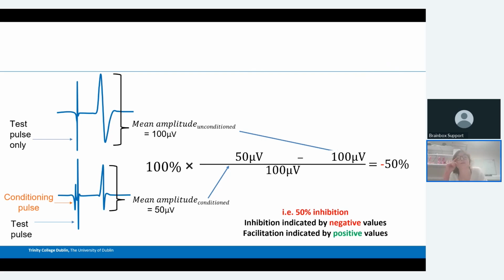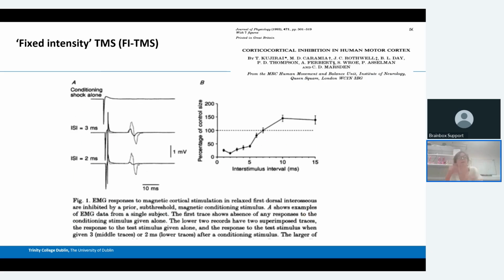So in the case of fixed intensity TMS, negative values are inhibition, whereas if the MEP was to get bigger with the conditioning stimulus, we would end up with a positive number, and that would be facilitation. Depending on how you calculate this, the numbers might look slightly different, but generally smaller values mean inhibition, larger values mean facilitation has occurred from the conditioning stimulus. So this is the first paper where they defined short interval intracortical inhibition, from Queen Square, from '93. And you can see this inhibition.